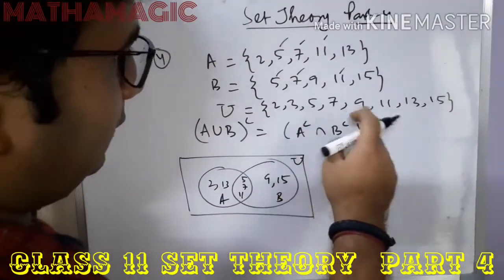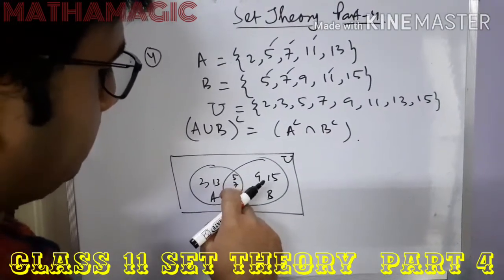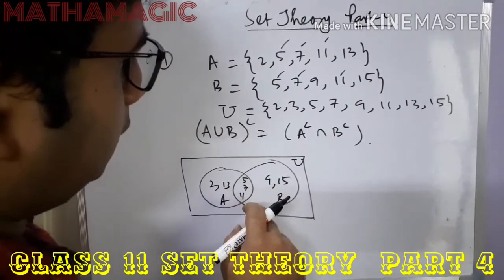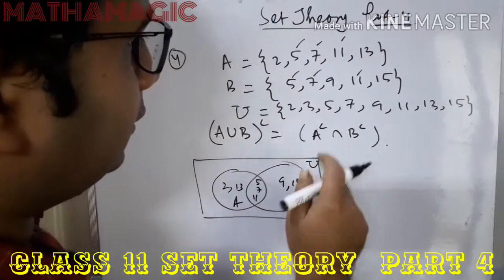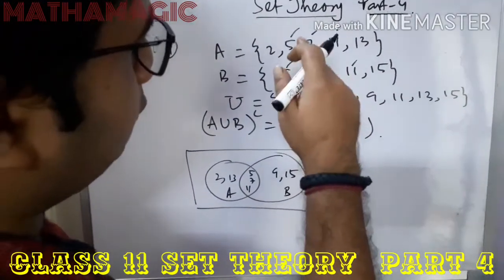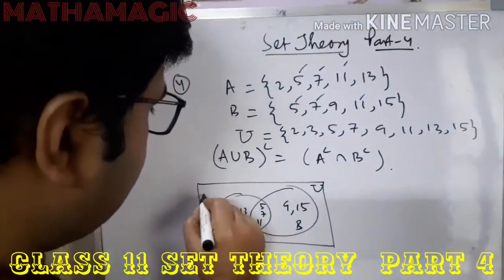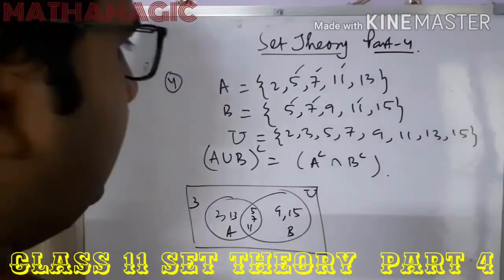Checking 2, 3, 5, 7, 9, 11, 13, 15: 3 is not there in either of the sets. All the others are there, but 3 is not. So 3 will be outside of A and B.